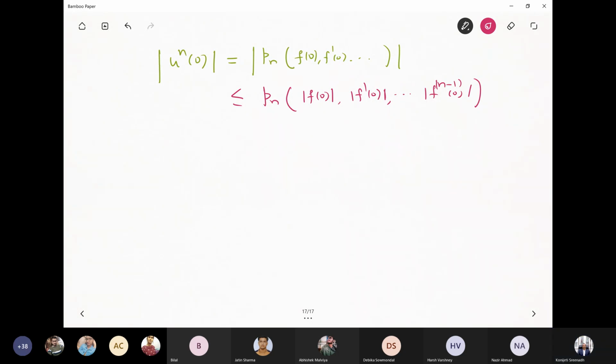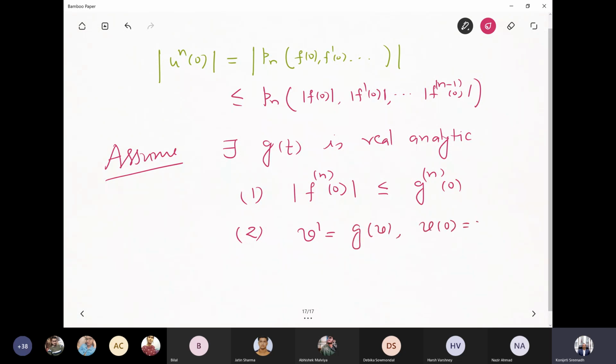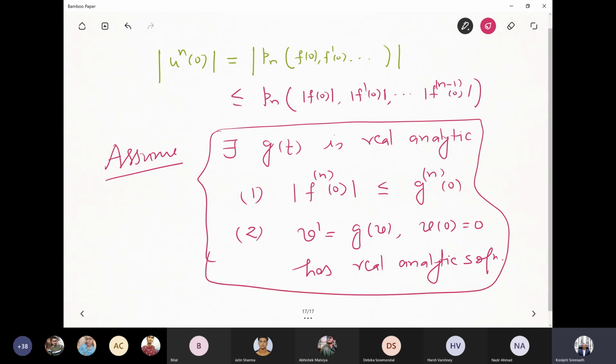So now we make a good assumption. Assume that there exists a real analytic function g, such that mod fn0 is less than or equal to gn0. And the second one is, when I take the equation v prime equals g of v with v at 0 equal to 0, it has a real analytic solution. So this is an assumption, for the time being. I'll show you why this is possible.